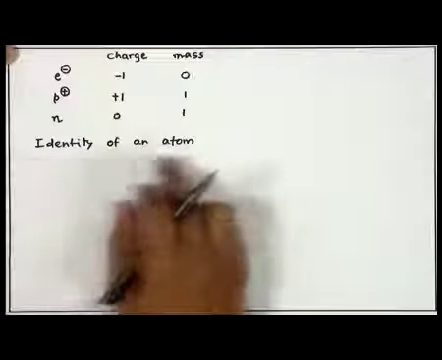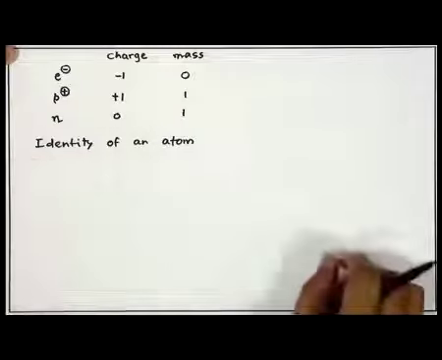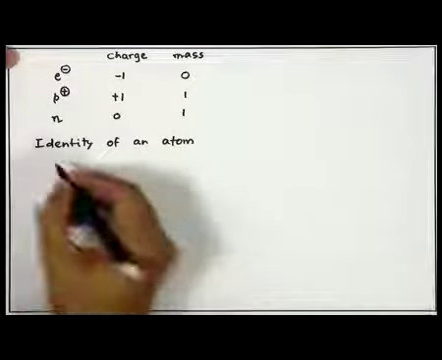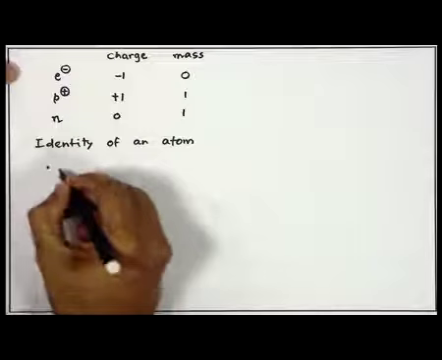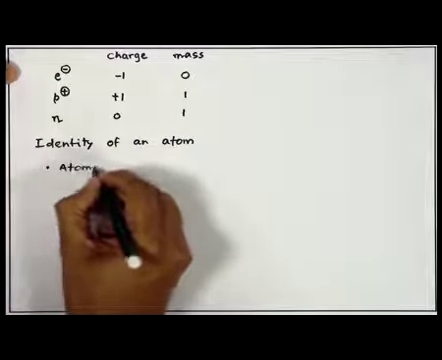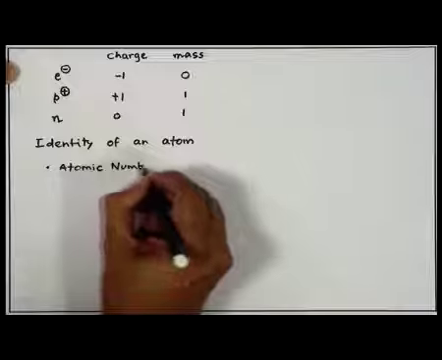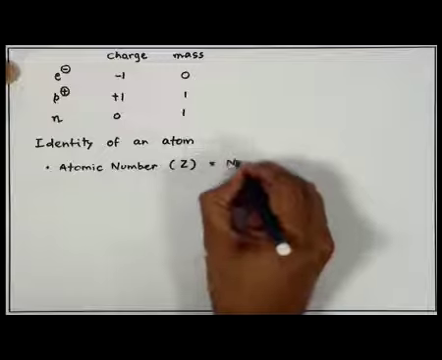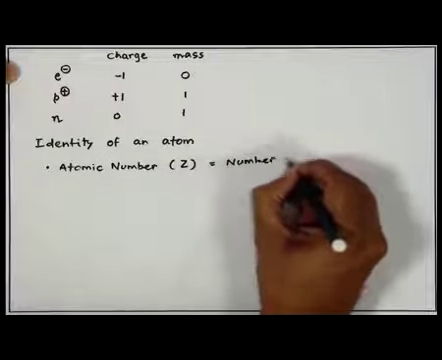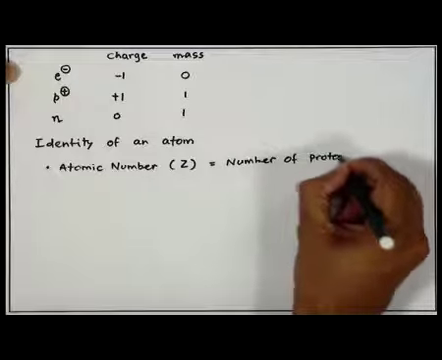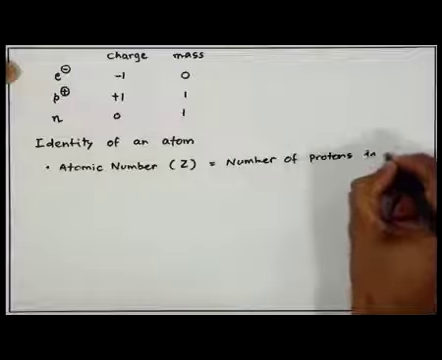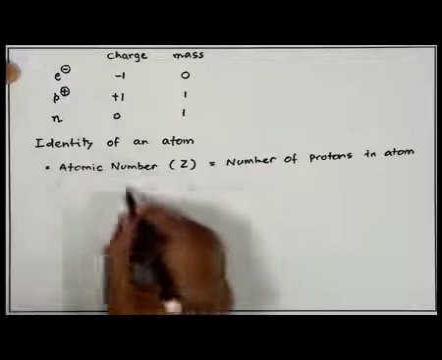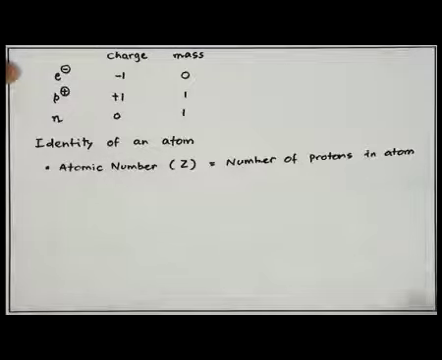Similarly, to establish the identity of an atom, we need some identity indices. The most important is what is called the atomic number. This is given as the symbol Z. This is nothing but the number of protons in the atom. All right. But atomic number alone is not sufficient to establish the identity of an atom.